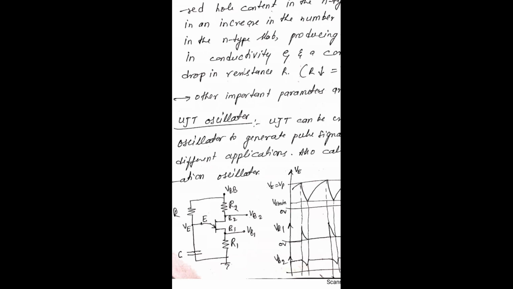When UJT is turned on, the capacitor voltage is discharging. When the capacitor voltage reaches VE minimum, we start charging again. So this is the charging period of the capacitor. When the capacitor started charging, that time the capacitor will be charging.